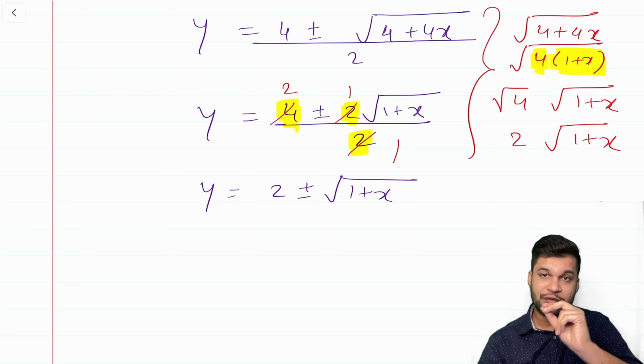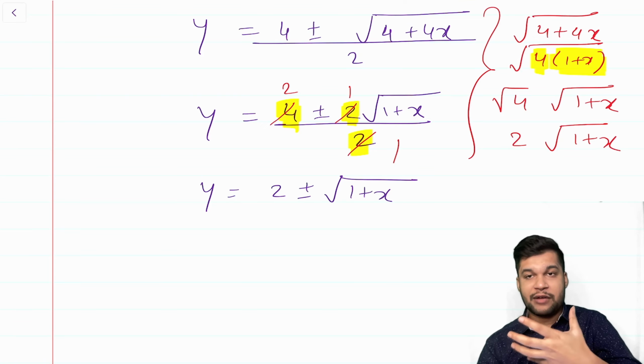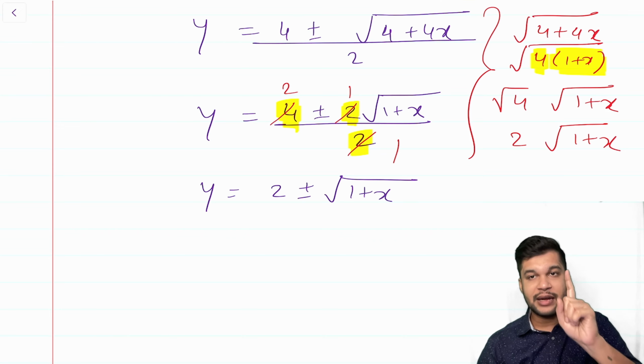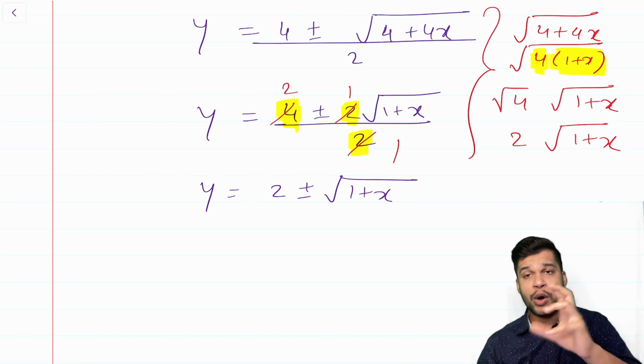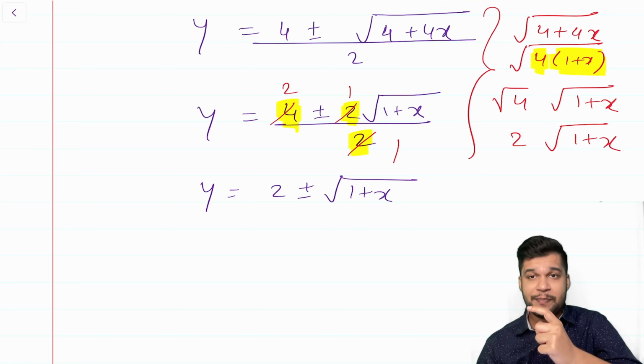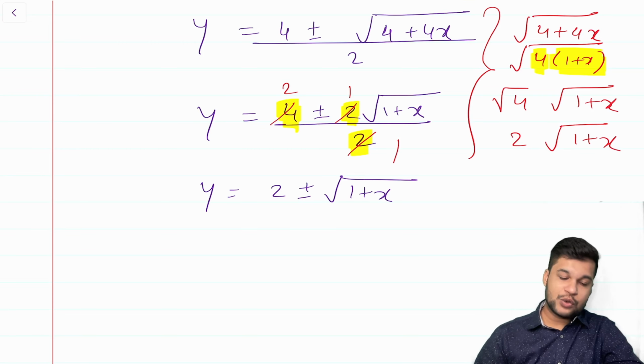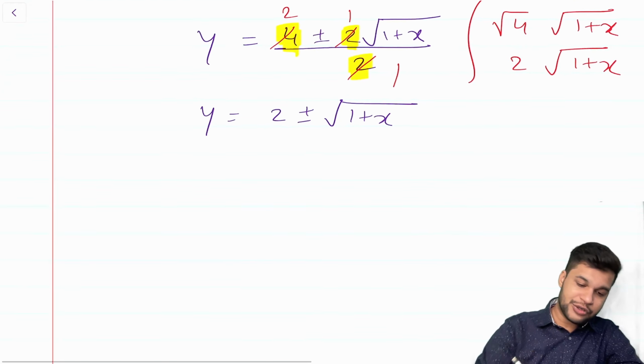If you remember, a few minutes back we saw that in a vertical line test, there should be only one and only one point of intersection. What does that mean? It means that for every value of x, there should be only one value of y. Right? So if you have multiple values, it's not a function.